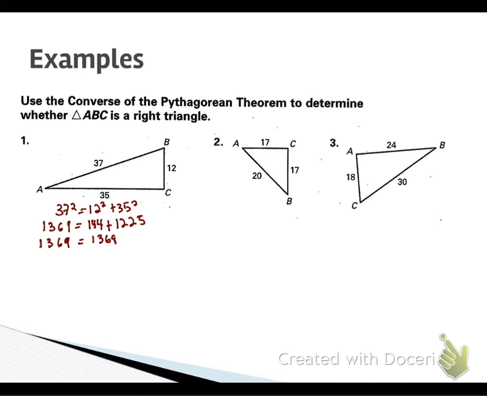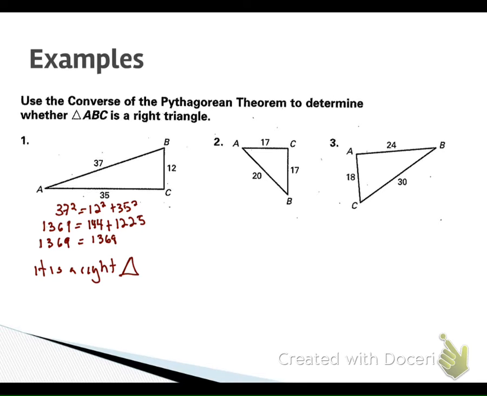So 1369 equals 1369. What does this tell us? It is a right triangle. Okay, our next one, we're going to keep going. And we see that our C value is what? Reggie? What's our C value?